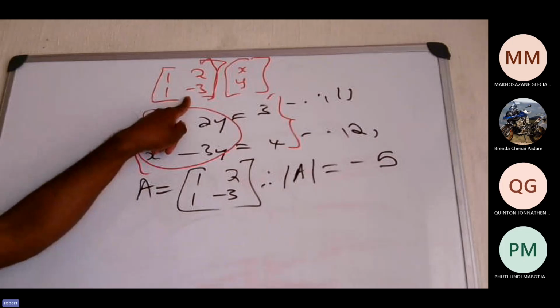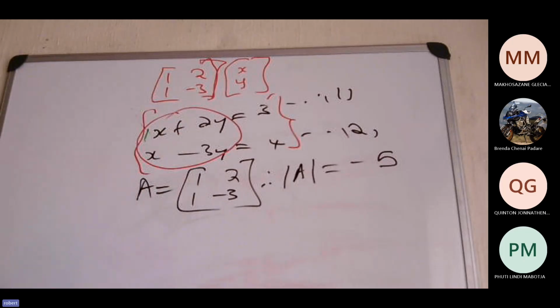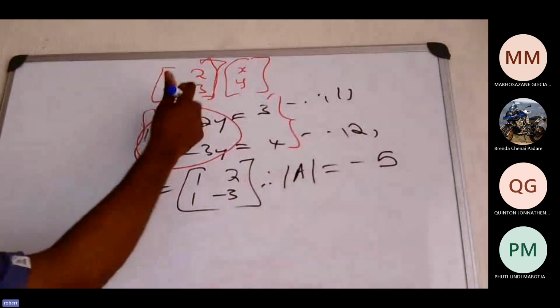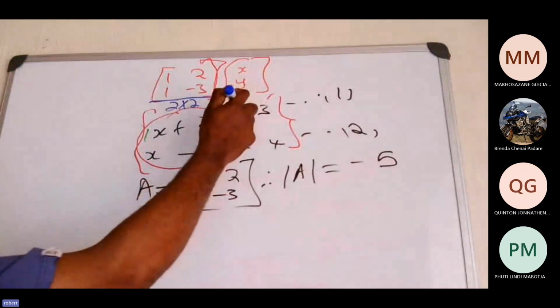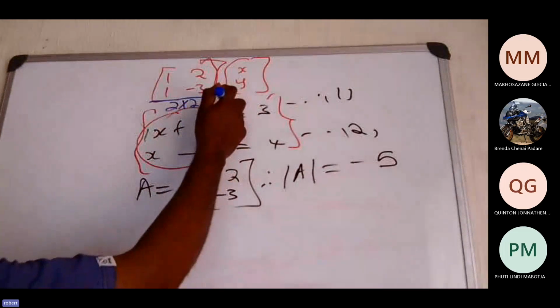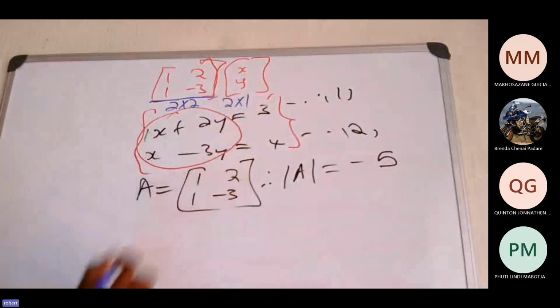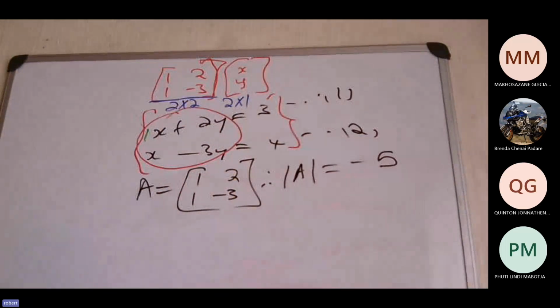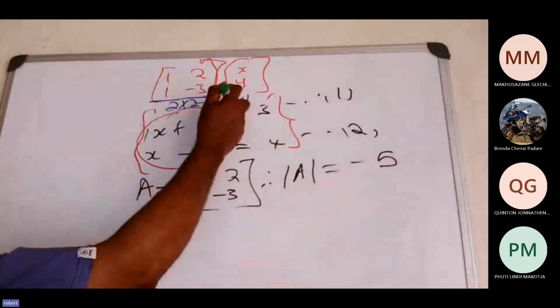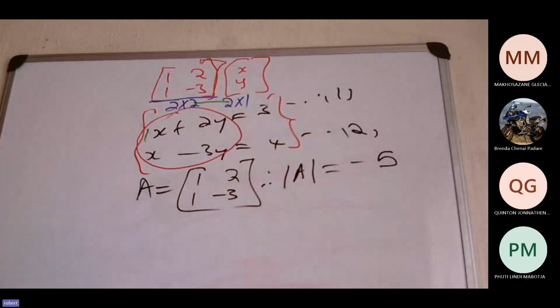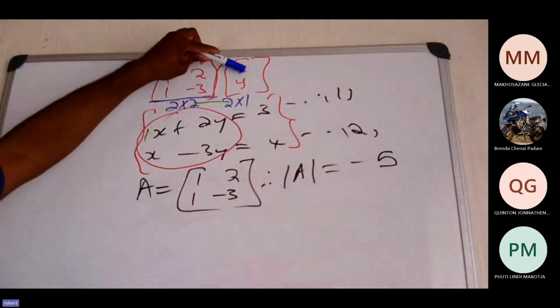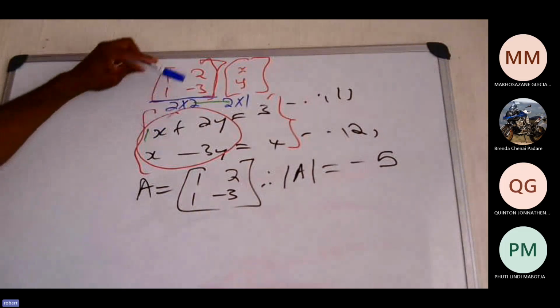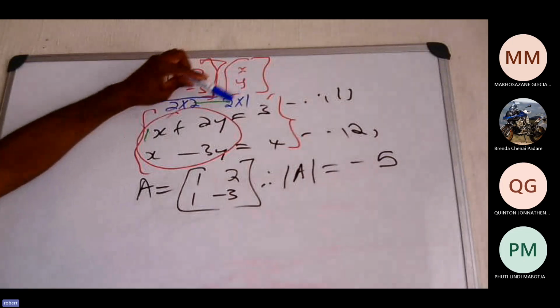What is the order of this? The order of this one is 2 by 2. What about the order of this one? It is 2 rows and how many columns? Therefore, the product exists. And what is that product? Then we are going to say 1 multiplied by X is X, and 2 multiplied by Y is 2Y.